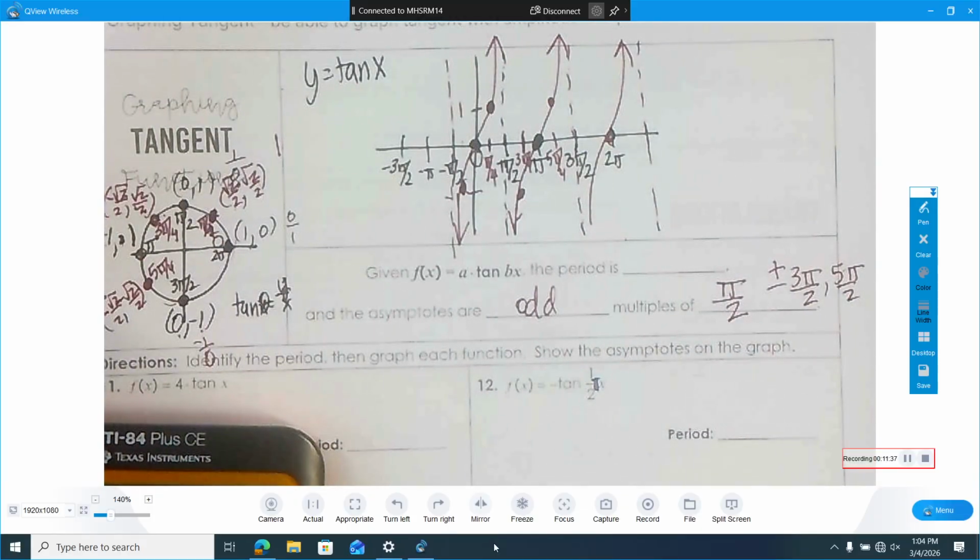All right, now I think of tangent as toes to nose. I don't know why.